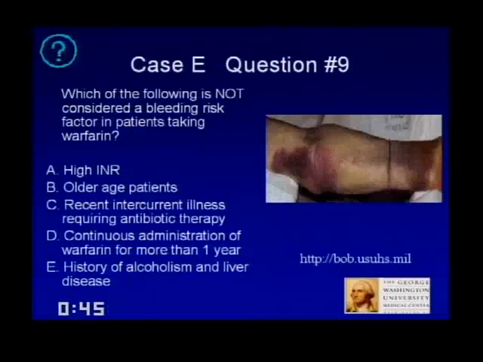B, old age or older age patients. C, recurrent intercurrent illness requiring antibiotic therapy. D, continuous administration of warfarin for more than 1 year. Or E, a history of alcoholism and liver disease, which is not a risk factor for bleeding in patients who are on warfarin.